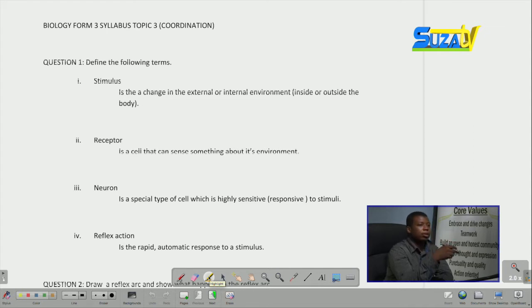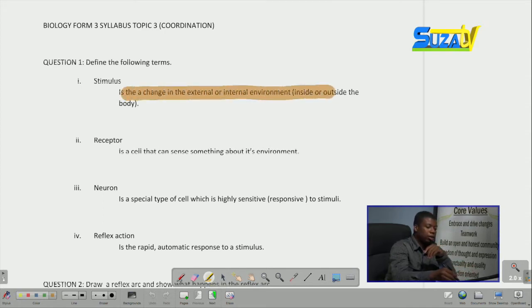We know what a stimulus is, but the stimulus is nothing more than the change in an external or internal environment, that is, inside or outside the body. So that is what a stimulus is. A stimulus is any change which occurs either inside the body or outside the body. That is what a stimulus is.